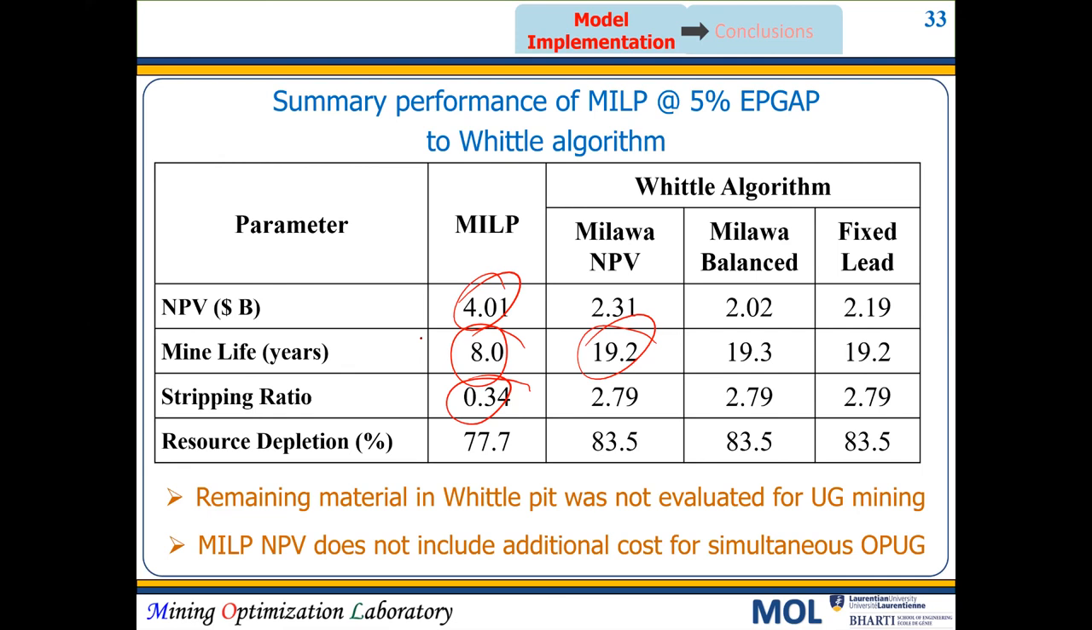Now, the caveat here, the point to note, is that in this particular example, there was about 15% of the material left in the Whittle case that we could have evaluated with underground mining that wasn't done. So if that was done, that would increase the NPV for the case of Whittle. And then also for the case of the MILP, we do acknowledge that there might be some additional cost for implementing simultaneous open pit and underground. It could be ground control cost and things like that. That was not included as well. So that will eventually eat into this NPV that was generated.